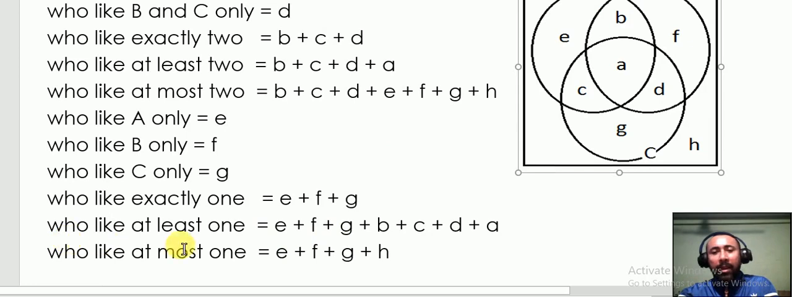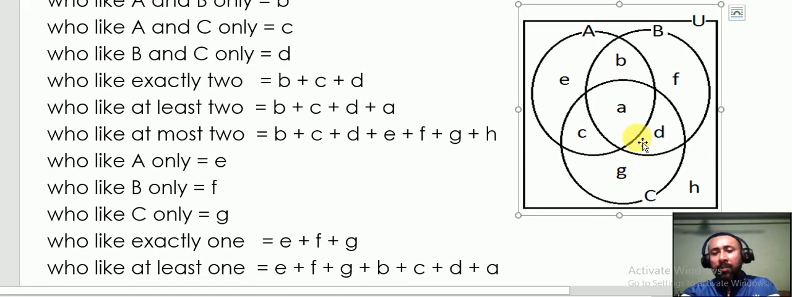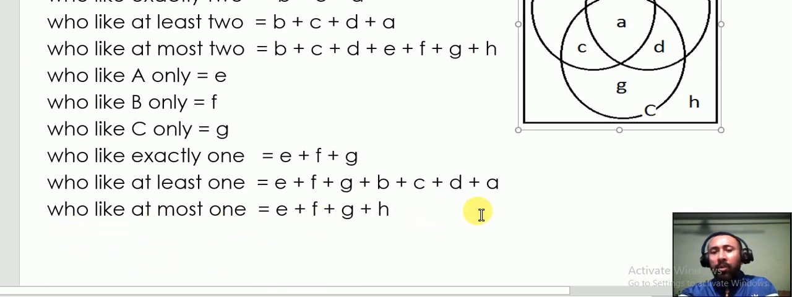Now, who like at least 1. For this, we'll be adding e, f, g, c, b, d, and a. So these are the 7 values. If we add them, then we get the answer for who like at least 1. And lastly, who like at most 1. For at most 1, the maximum of 1, so e, f, g, and here none of them is also included. If we add these 4 values, then we get the answer for who like at most 1. So this is much for today about sets. Thank you everybody.